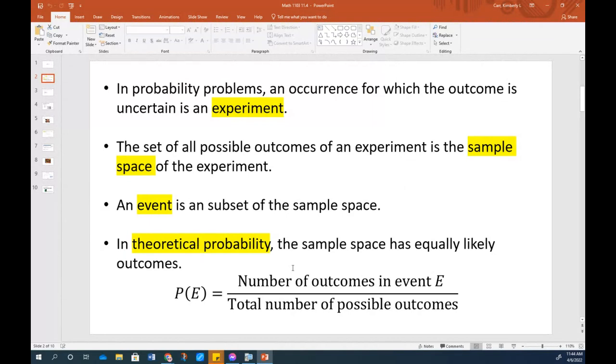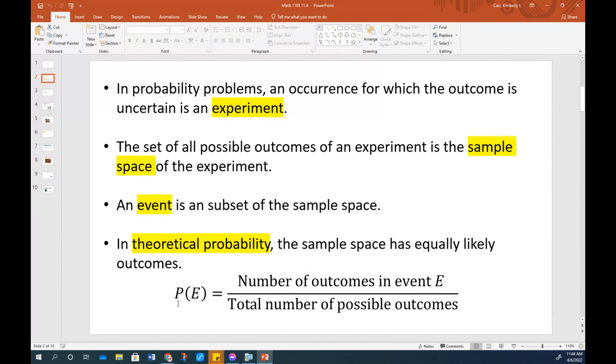In theoretical probability, which is one that we really like to use a lot, the sample space has equally likely outcomes. So again, if you're rolling a fair die, then rolling a 2 is exactly the same probability as rolling a 6, because there's no reason you're going to get a 2 more often than a 6. Okay, so that's theoretical probability.